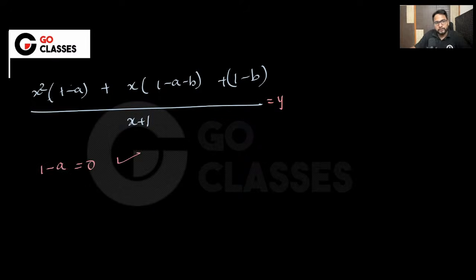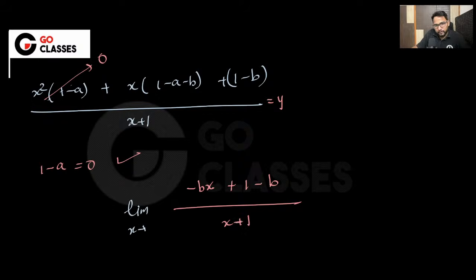This is one thing, which means this is 0. Which means a is 1, so if you put a as 1, it will be minus bx plus 1 minus b upon x plus 1. And now you need to solve this particular limit, x tends to infinity, that is given to be 4. You need to find b. Just tell me, you can take minus 1 common or it doesn't matter. Isn't it again infinity upon infinity form?